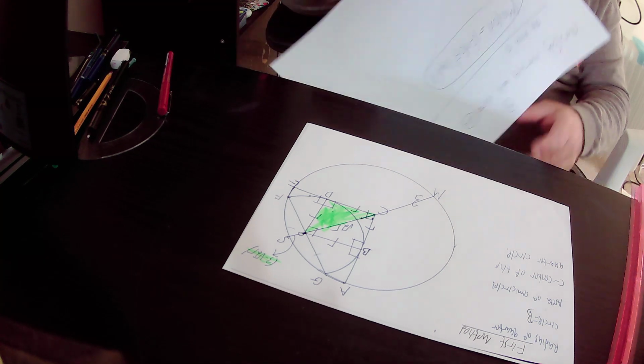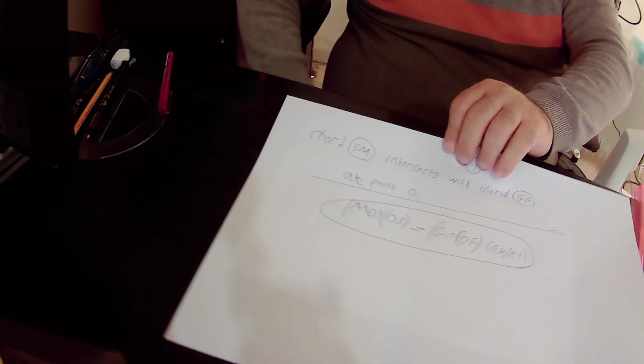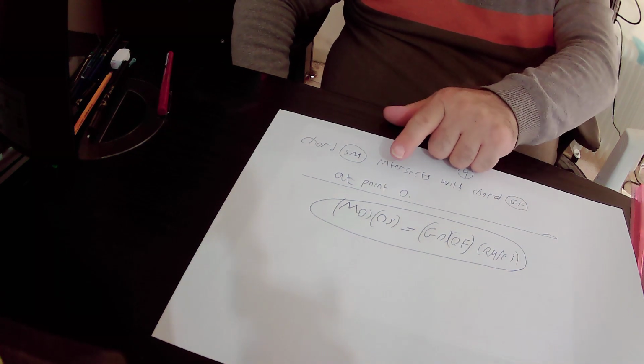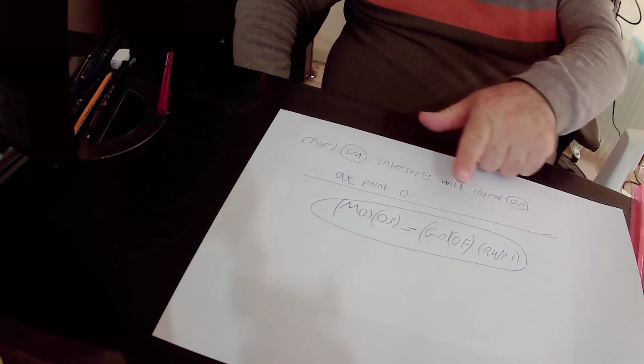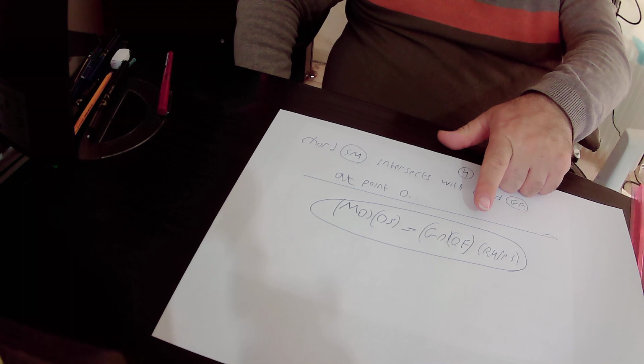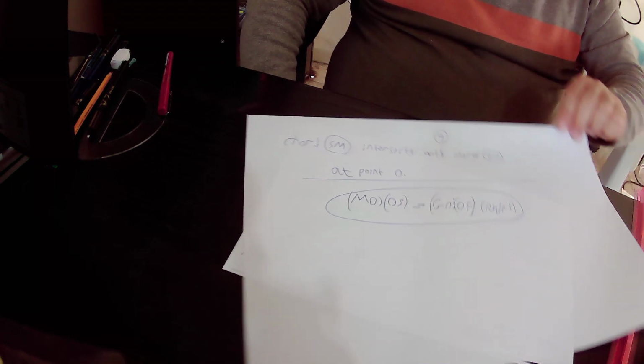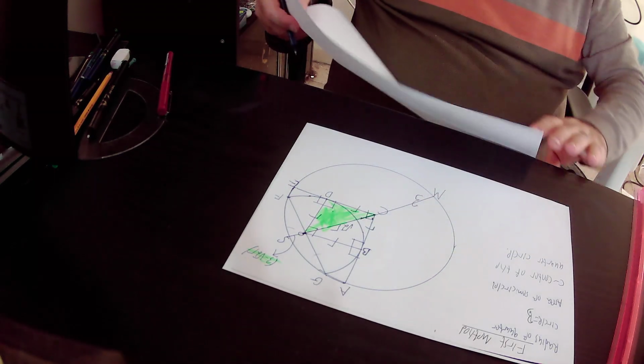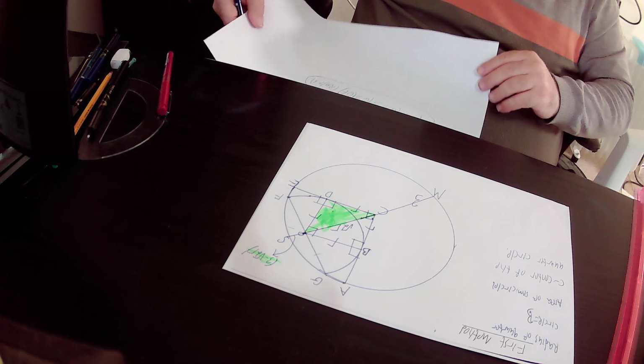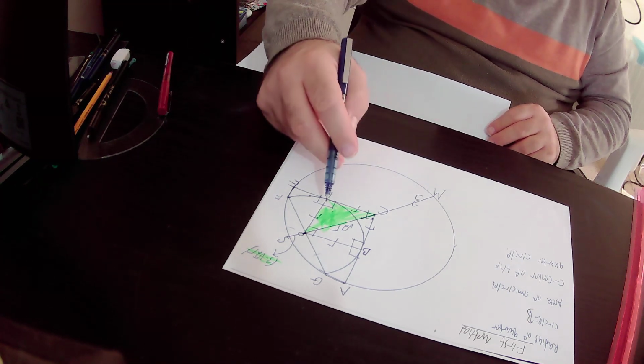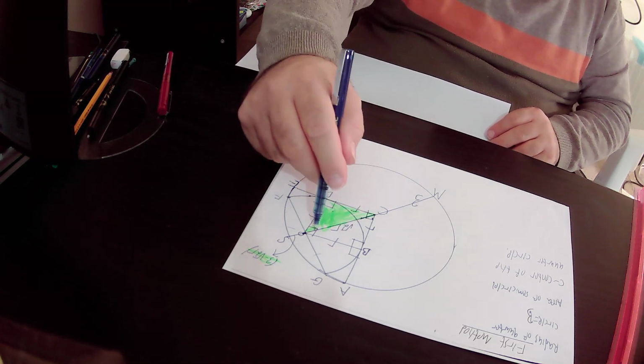I'll repeat again. According to rule number 3, we get that MO times OS equals GO times OF.